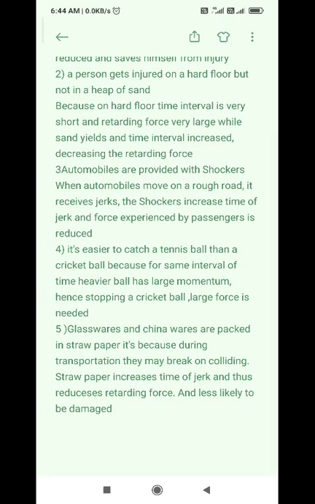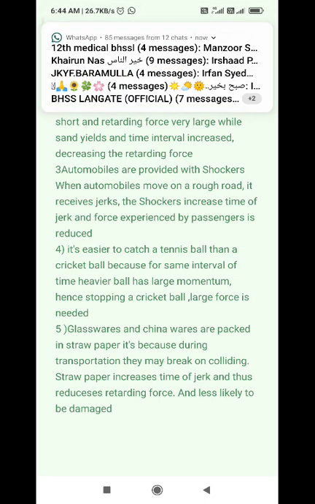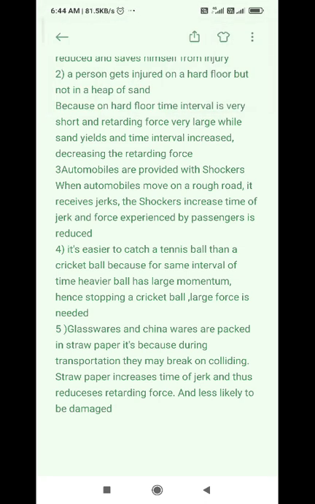We see that it is easier to catch a small tennis ball than a cricket ball. The reason is simple: in the same interval of time, the heavier cricket ball will have a larger momentum and the tennis ball will have a smaller momentum, and stopping the cricket ball will need a large force. So it is difficult to catch or stop a heavy ball.